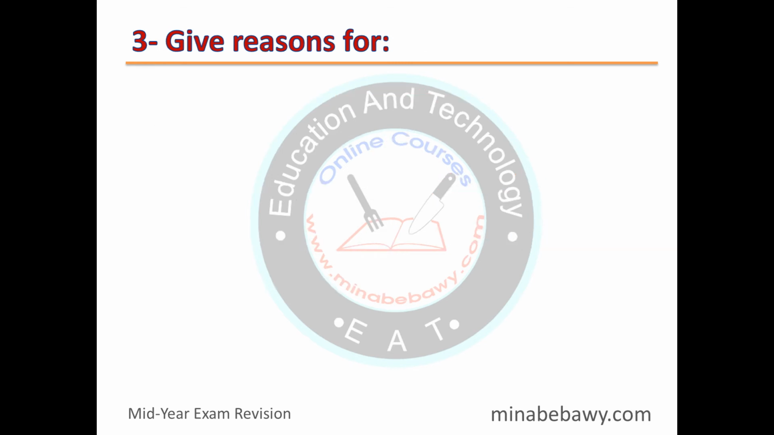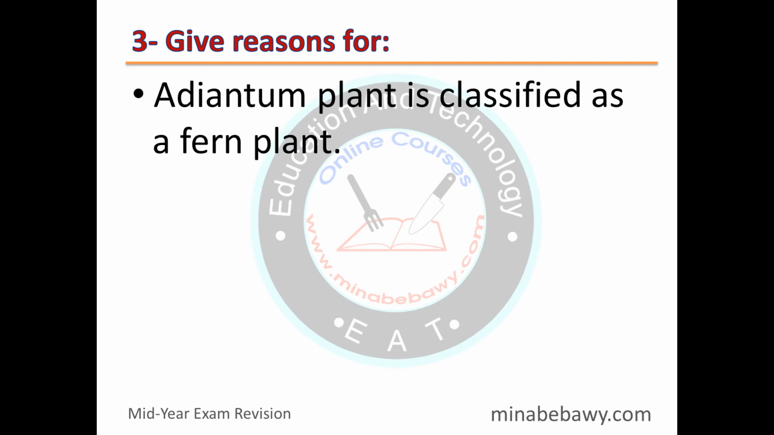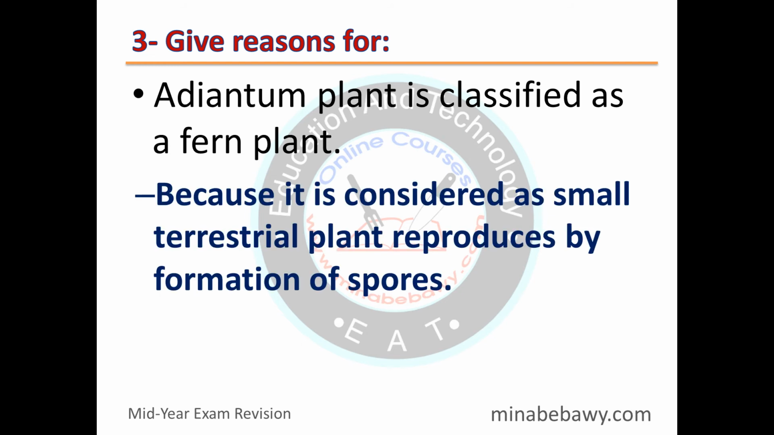The third type of questions is give reasons for. A Adiantum plant is classified as a fern plant because it is considered a small terrestrial plant which reproduces by the formation of spores.